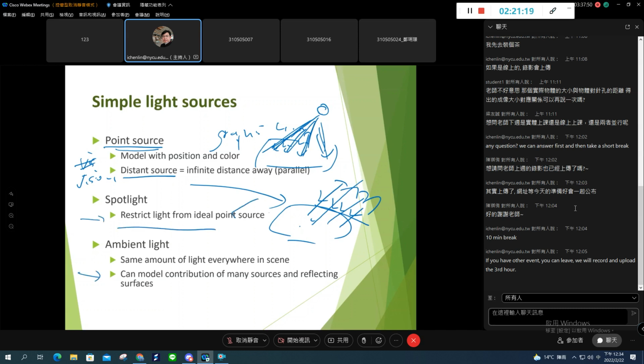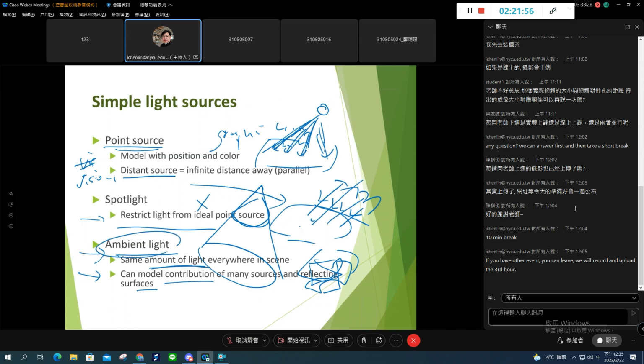A spotlight, for instance, has a cone that restricts the point light source region, but we do not really use it in computer vision. And for ambient light, in the real world sunlight can be reflected many times, with second, third, or fourth reflections. We still have to use some constant or number to represent this kind of reflection. This is the so-called ambient light. We'll see that later.